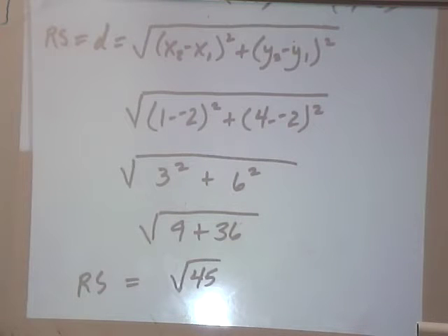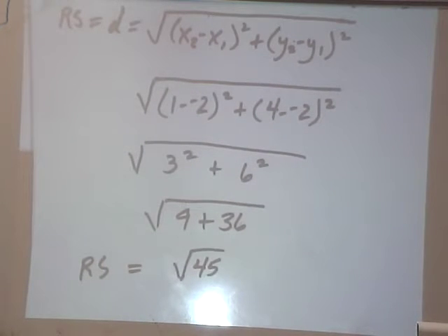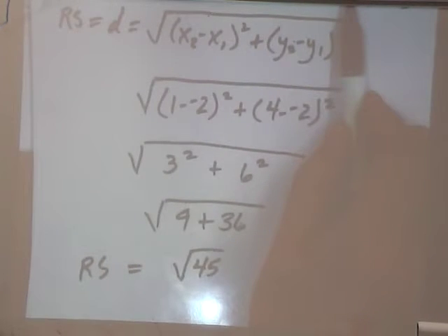Yes, ma'am. Can you simplify it or no? We could, but if I get square root of 45 for another one, I'll know they're equal. I don't need to simplify it. You see what I'm saying? All right, so let's do the distance from S to T now.